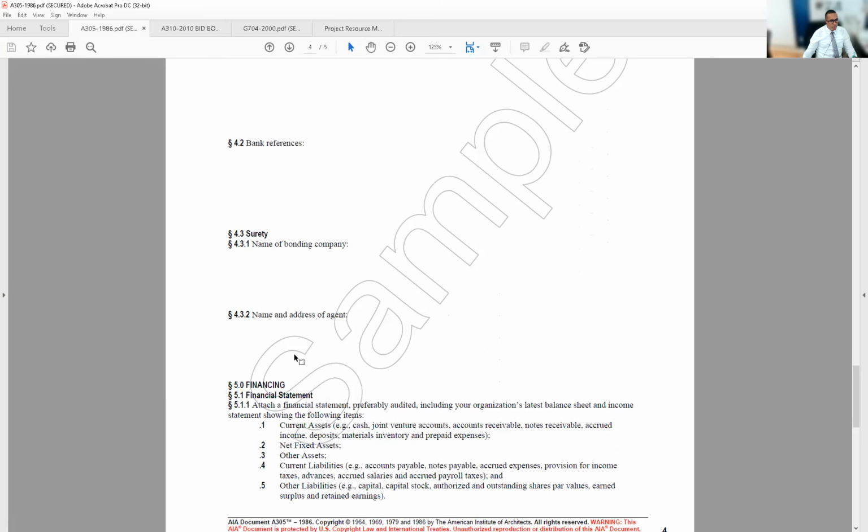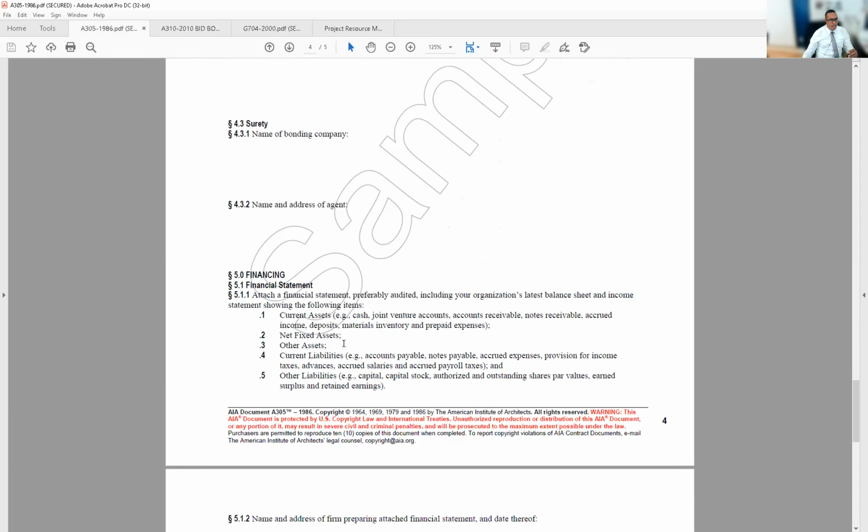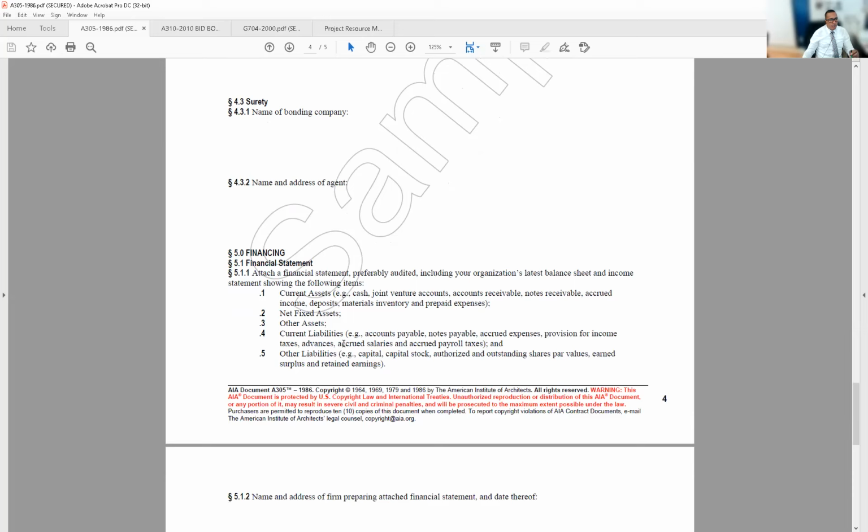So who is the company? What's the name and address of the agent? Then financing. They require that you show a financial statement. By the way, this is sent out to all of the bidders, all of the prospective bidders, as we are doing the qualification process. In fact, in the instructions to bidders, they may have a section that speaks about all of these different things that need to be provided, right? So big requirements, big forms, all of that stuff.